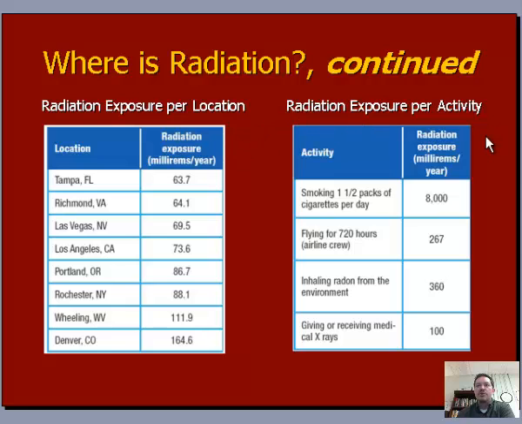Radiation exposure per activity. You can see smoking, 1.5 packs per day, exposes us to 8,000 millirems per year. I mean, look at the comparison from the sun compared to cigarettes. Gross. Flying for 720 hours, so if you work in an airline. Inhalation of radon from the environment. Receiving medical x-rays, so that's very low risk.